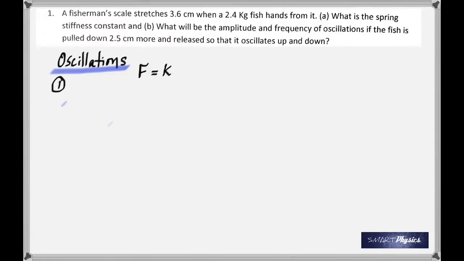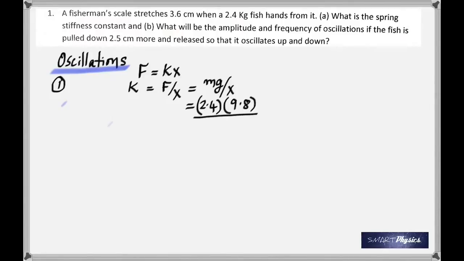The formula is F is equal to Kx. So K is F divided by x, and F is mg, which is 2.4 times 9.8 divided by x, which must be in meters. That's why it's 0.036, which gives 653 Newton per meter. Remember that that's the unit of spring constant, Newton per meter. So the force has got to be in newtons and the extension has to be in meters.